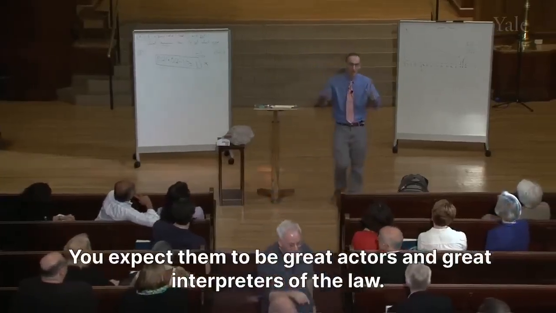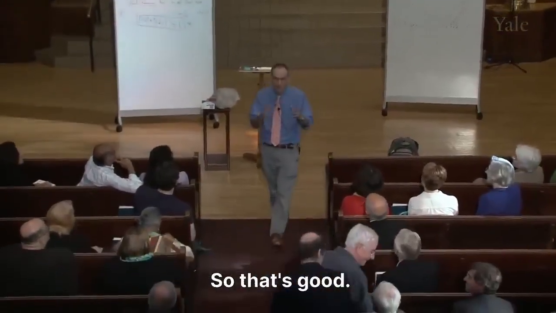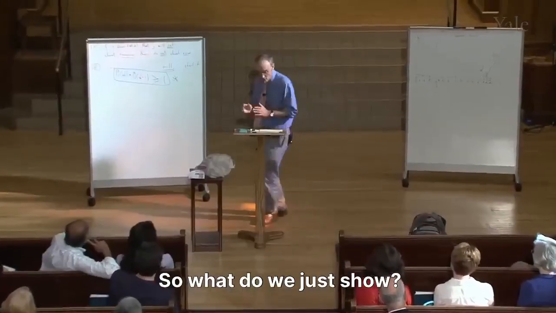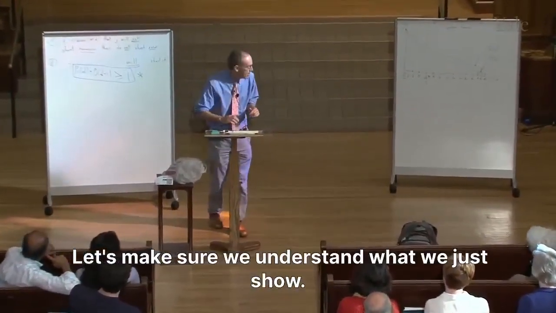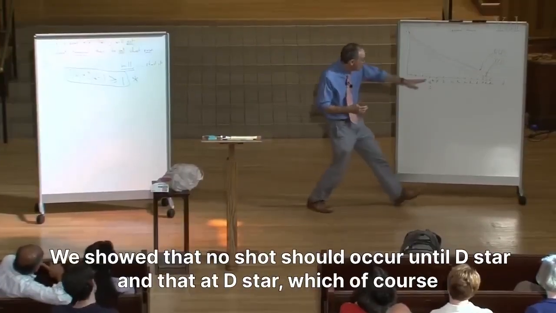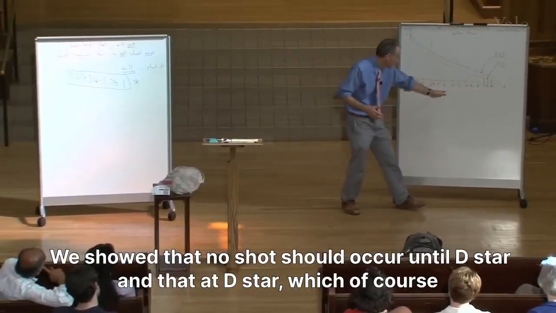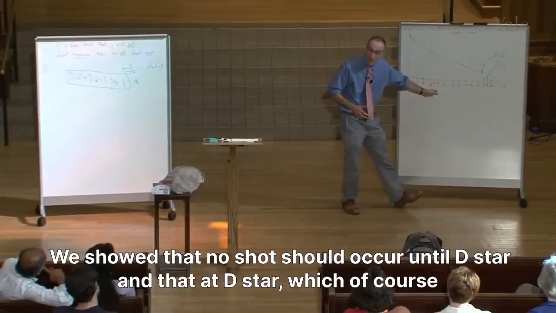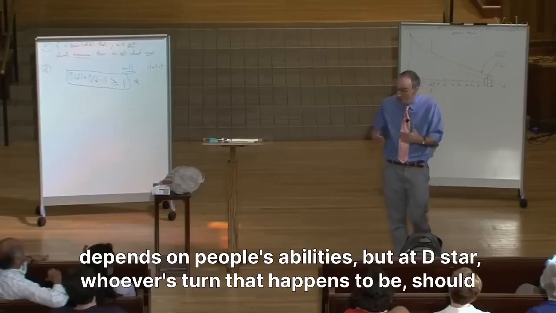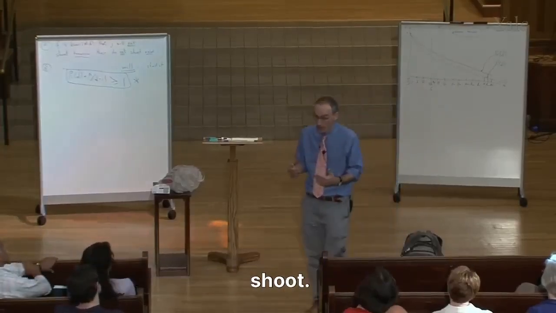You expect them to be great actors and great interpreters of the law, so that's good. This is the law of game theory. All right, so what have we just shown? Let's just make sure we understand what we just showed. We showed, what I claimed, that no shot should occur until D star, and that at D star, which of course depends on people's abilities, whoever's turn that happens to be should shoot.